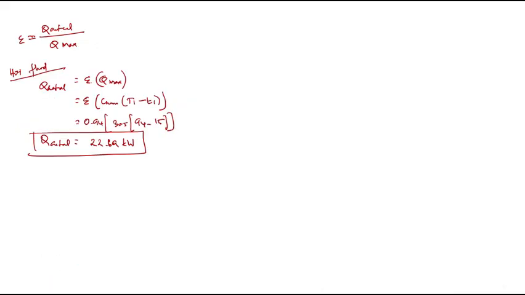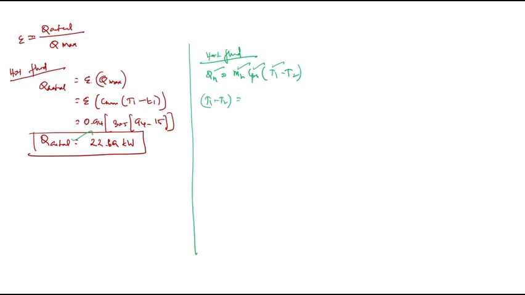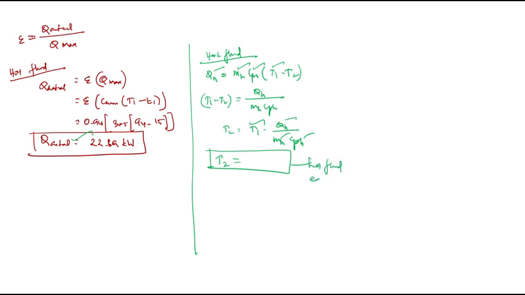Here for the hot fluid, QH, that is the actual heat transfer, is equal to mass of hot fluid into specific heat of hot fluid into (T1 minus T2). QH you already know, that is the actual heat transfer. The mass of hot fluid, specific heat of hot fluid, and entry temperature you know. So T1 minus T2 is equal to QH divided by mH into CPH, and T2 is equal to T1 minus QH divided by (mH into CPH). From that, what is the exit temperature of the hot fluid? The hot fluid exit temperature is around 19.74 degrees Celsius.